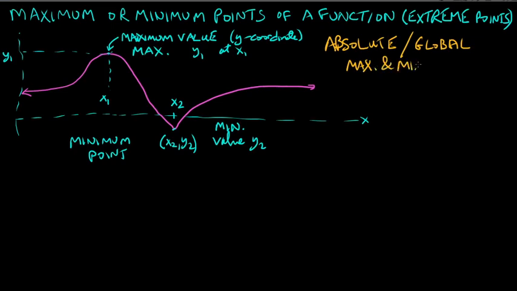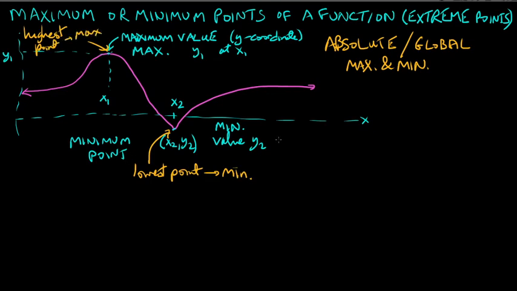Because this up here is the highest point for the entire function. So the highest point gives you your maximum, and this down here would be your lowest point. So your lowest point gives you your minimum, and your highest point tells you where you have a maximum. So that's one way to define maximum or minimum, basically the highest point for the entire function or the lowest point for the entire function.